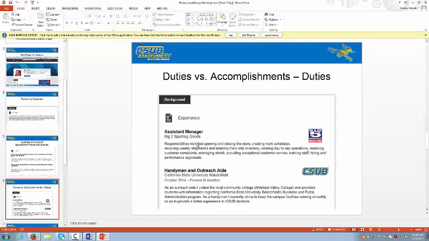Duties versus accomplishments. You'll see here, assistant. This is the profile of one of my students from a couple of years ago. Assistant manager, Big 5 Sporting Goods. Responsibilities included opening and closing the store, creating work schedules, receiving weekly shipments, and so on. That's great. That's a good start. But I want to know, what did you accomplish?